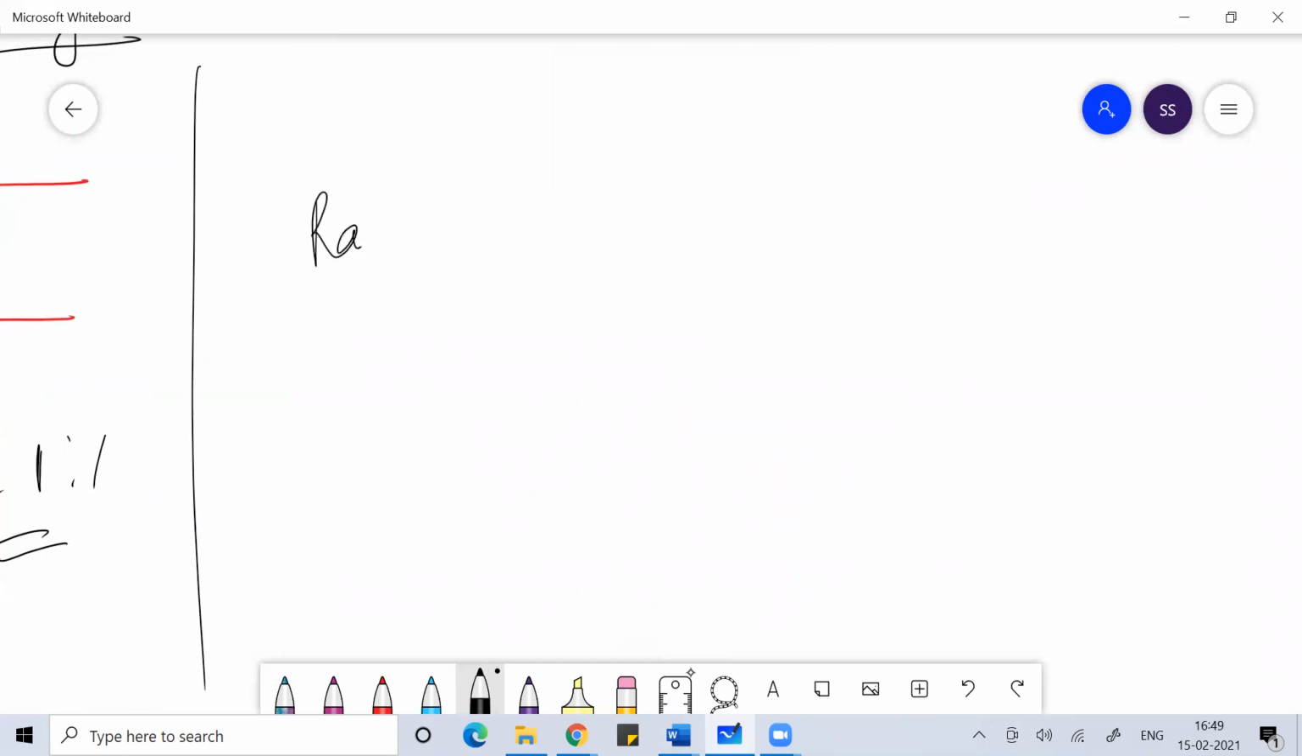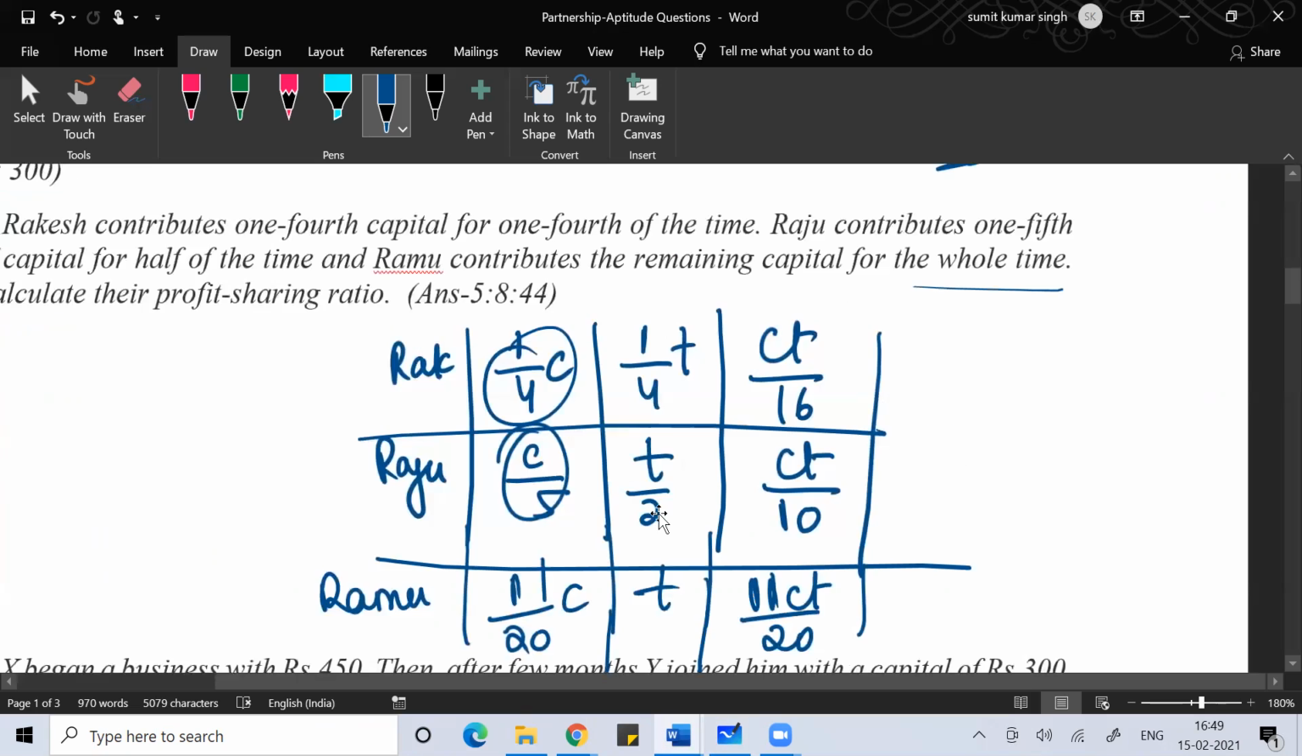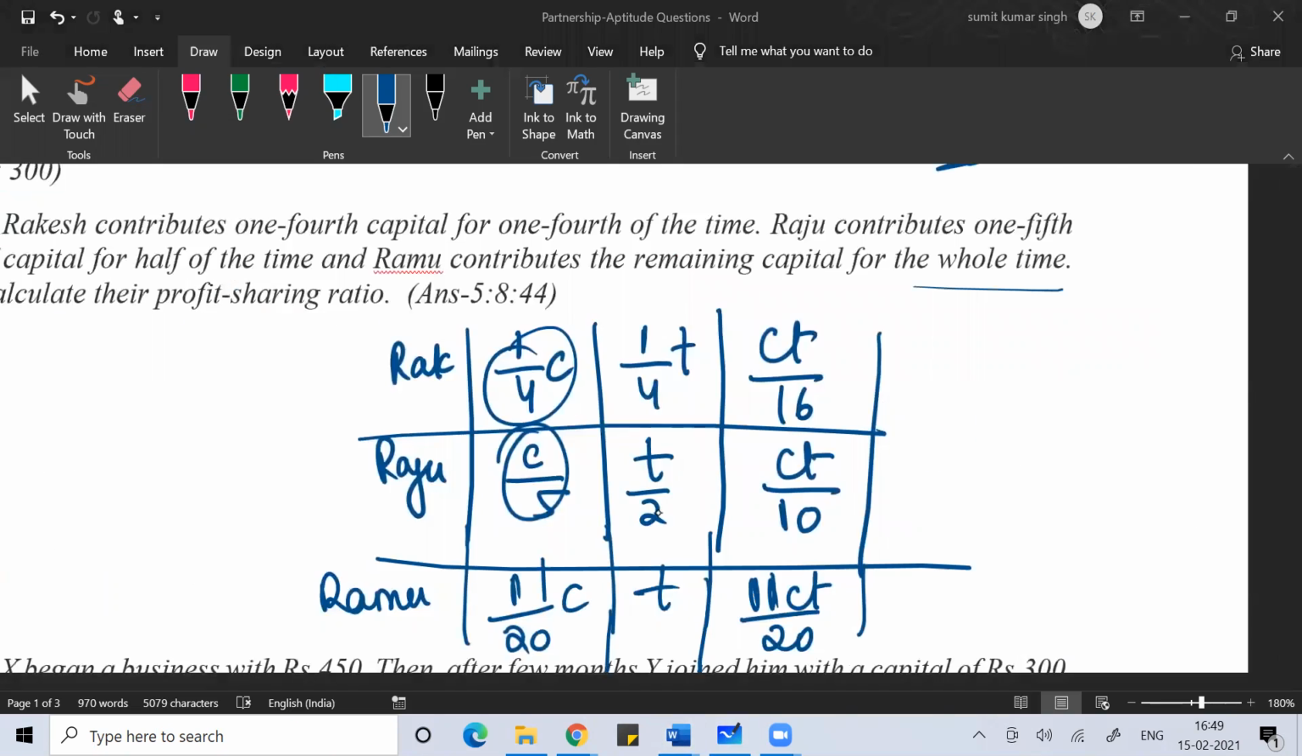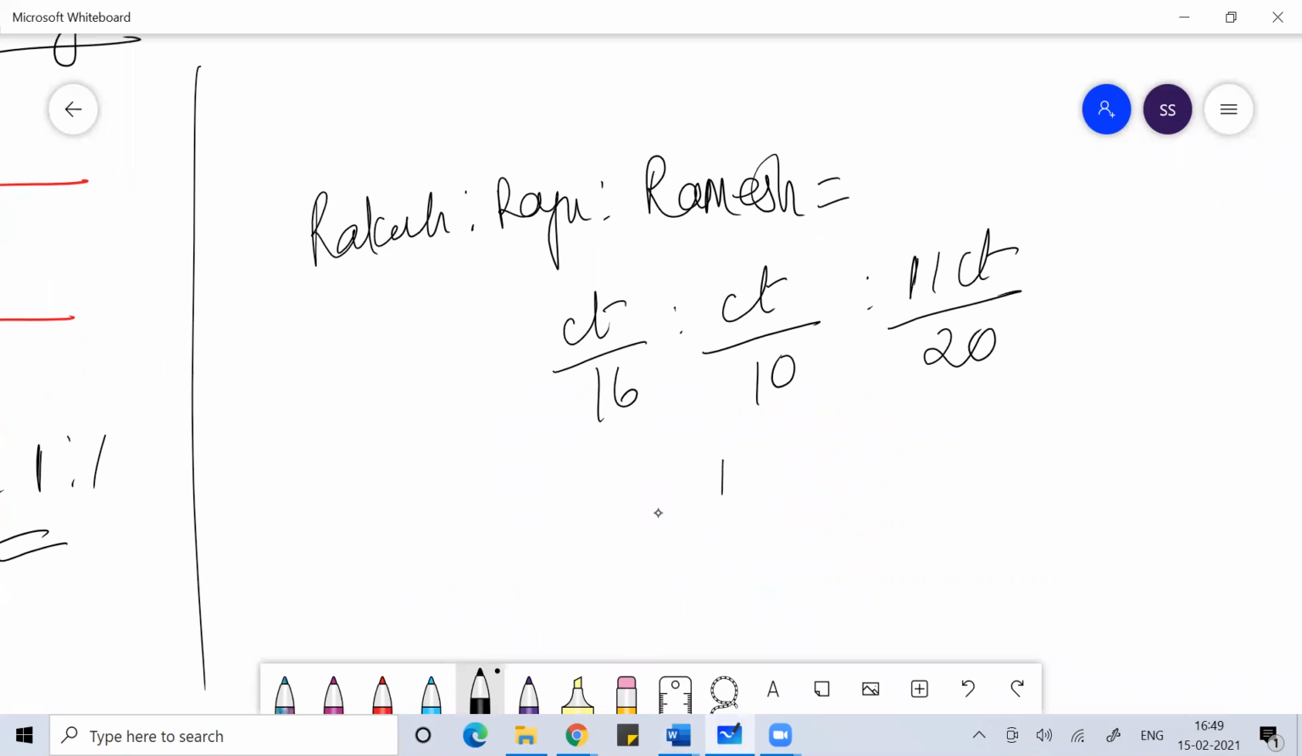Rakesh is to Raju is to Ramesh. In what ratio will they do the profit sharing? See this, this is 1 by 16, this is 1 by 10, 1 by 20. So in what ratio will they do profit sharing?